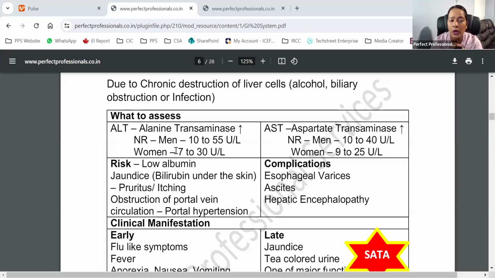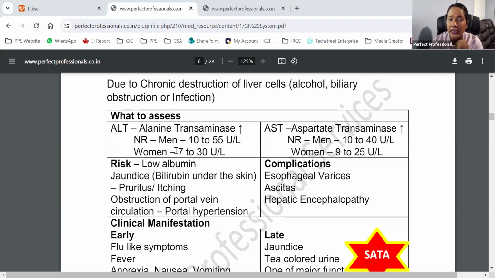Now, what will be the risk? Risk will be low albumin. Jaundice will be the risk. Bilirubin under the skin, like jaundice. Because bilirubin does not go through the feces, it does not go to the GI tract, so it is getting accumulated inside the body. When bilirubin accumulates in the body, it comes under the skin and the skin becomes yellow in color.